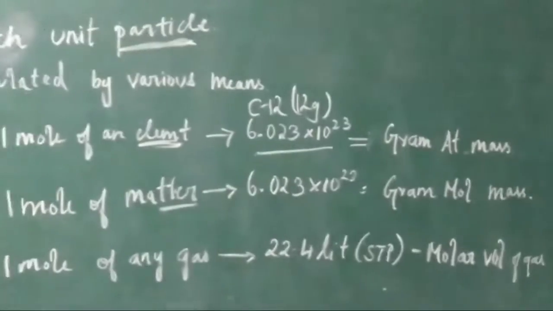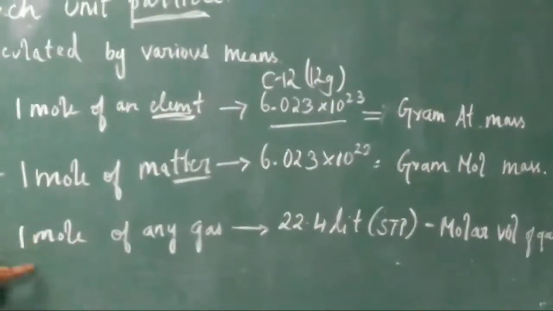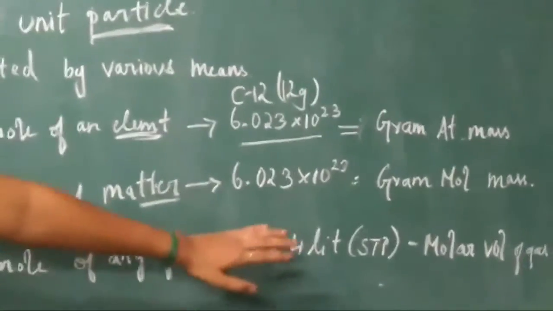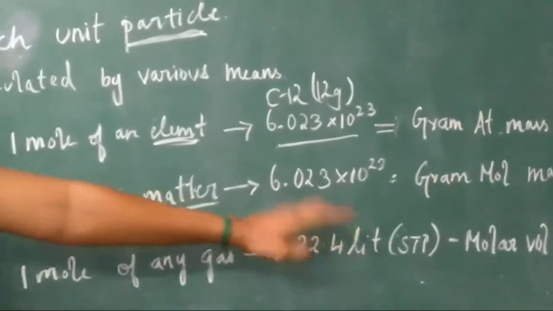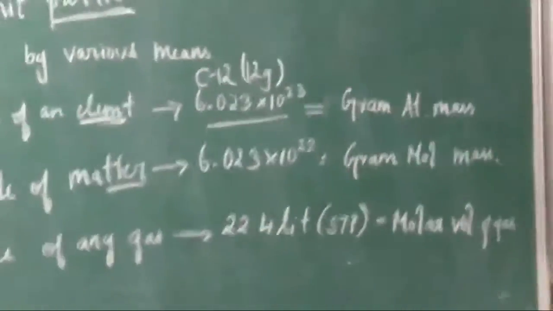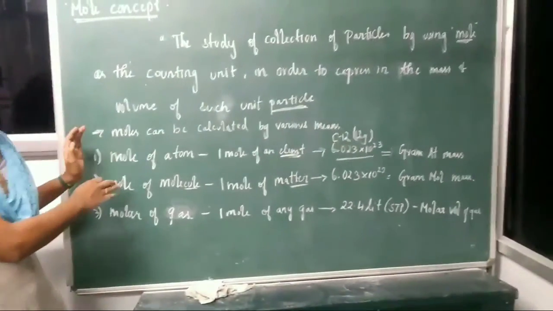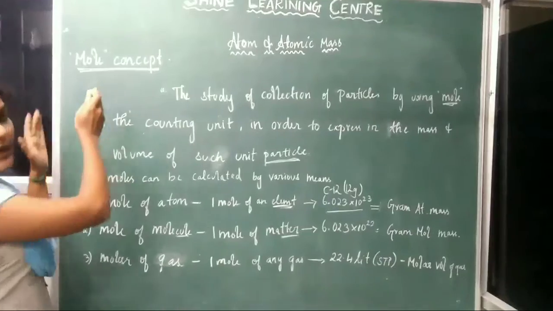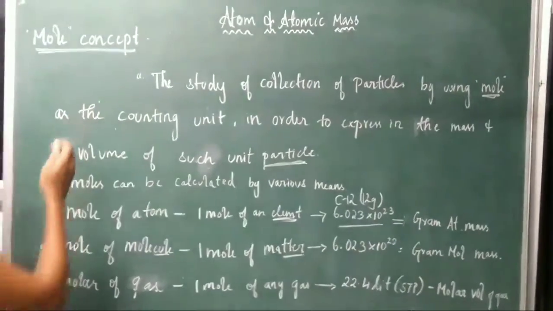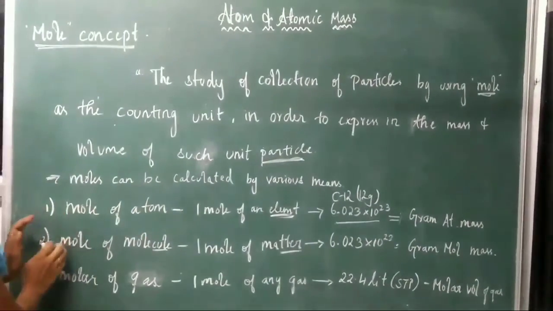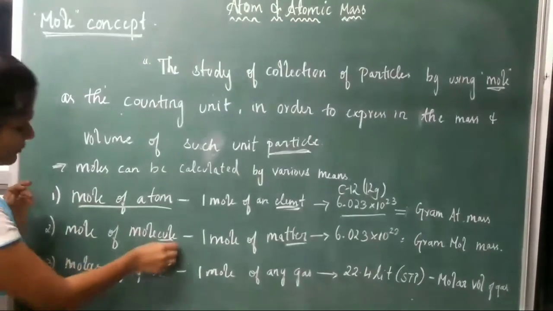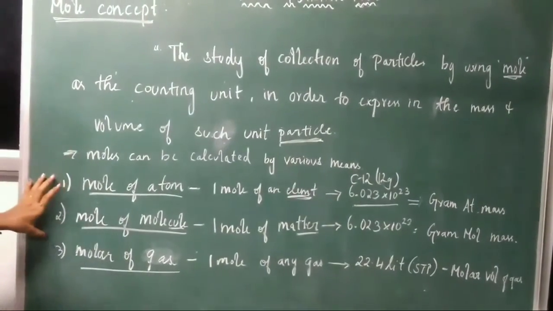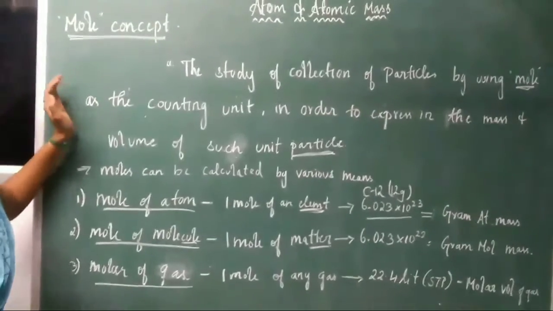Next, molar volume of gas. 1 mole of any gas will occupy 22.4 liters at standard temperature and pressure, and it is known as the molar volume of a gas. So these are the various means by which moles can be calculated. What is the concept of mole? Why should we study mole? What are the various calculations by moles? 1 mole of an atom, 1 mole of a molecule, and molar volume of gas. These can be asked in 3 marks, and this definition can also be asked in 3 marks.